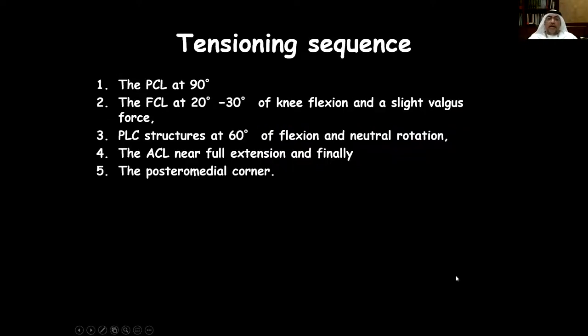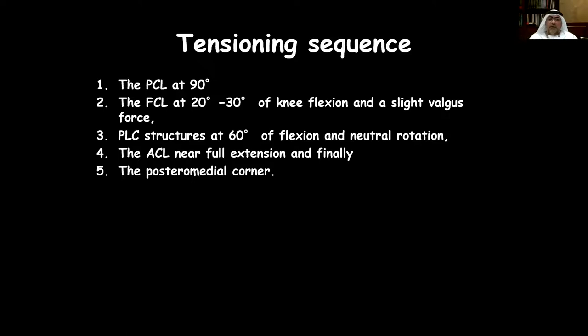So using that, we formulate a tension sequence where we go with the PCL first, we tension it at 90 degrees, then we tension the FCL part of the PLC at 20 to 30 degrees of knee flexion and slightly valgus force. The PLC structure, we tighten at 60 degrees of flexion and neutral rotation.